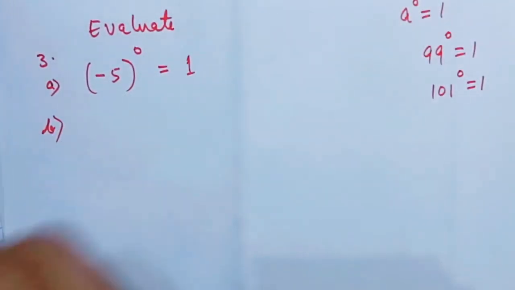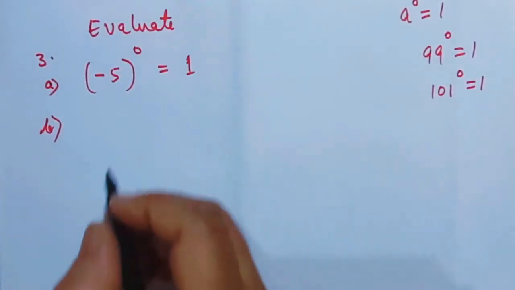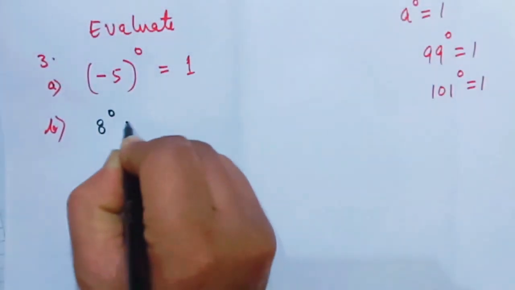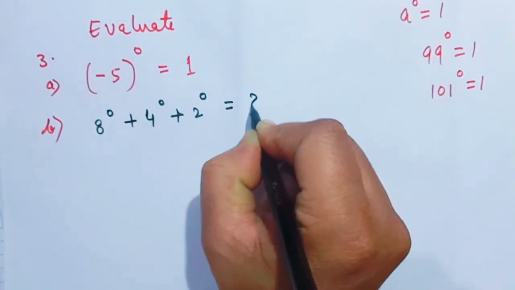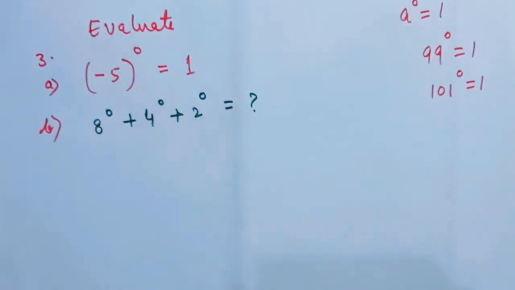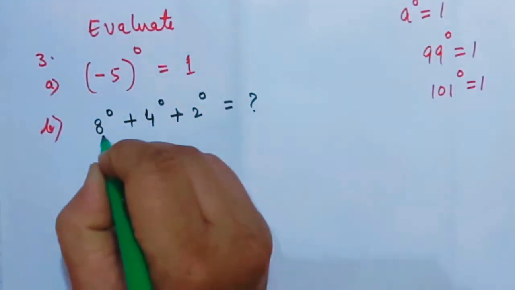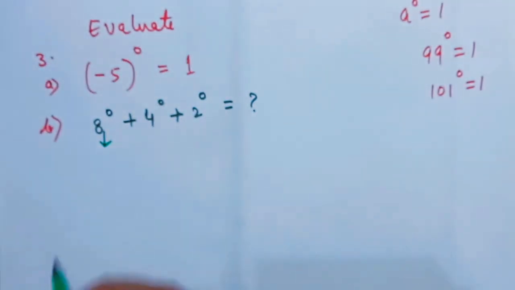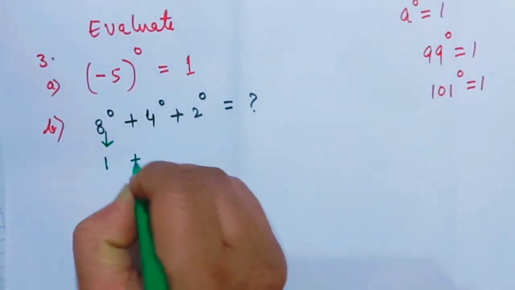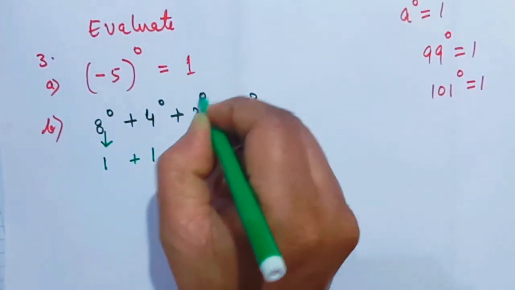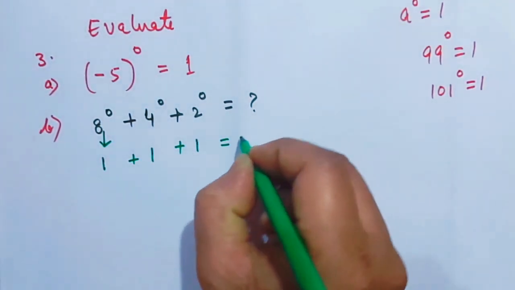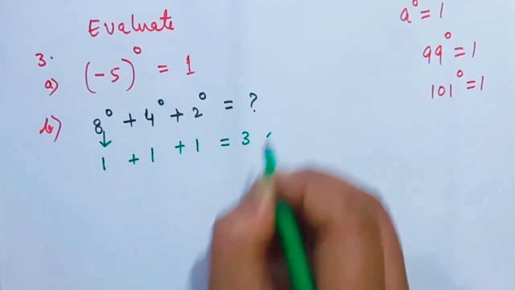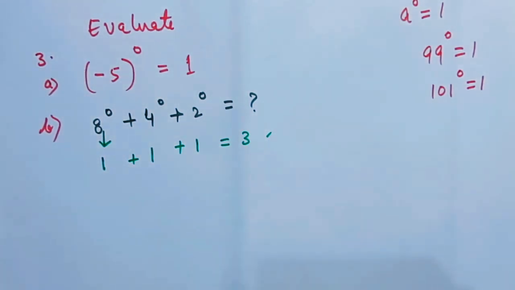Similarly, we have another one. This was your a. Let us solve the second part, that is 8 to the power 0 plus 4 to the power 0 plus 2 to the power 0 is equal to how much? So let's see. 8 has been raised to the power 0, therefore its value will be equal to 1. Similarly, 4 to the power 0 is equal to 1 and 2 to the power 0 is equal to 1. So when you add, what should you get? You should get 3 as your answer.